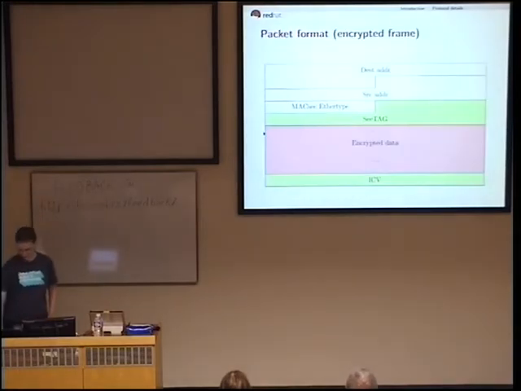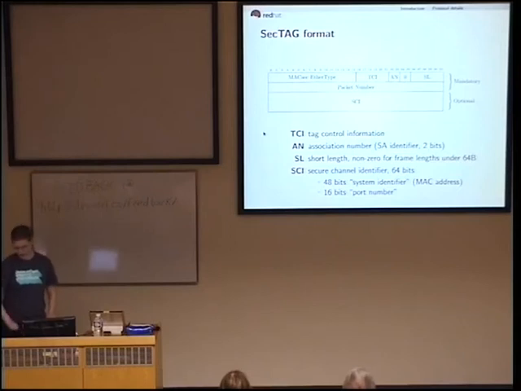So the SecTag here, I put the ether type here. There's the tag control information first. I will describe what's in there later. Then the association number. Since you have a sequence of secure associations, you need to put the association number here so that the receiving node can choose which key to use to decrypt the packet. The association number is 2 bits, so you loop over your 4 association numbers, and when you get to the end of one association, then you switch to the next one.